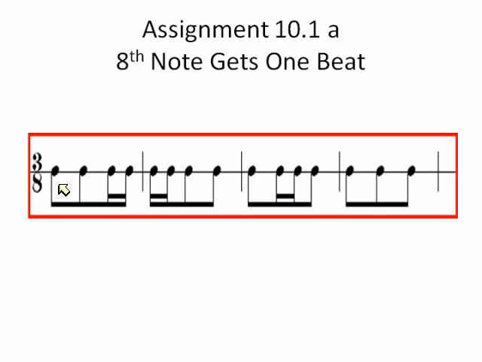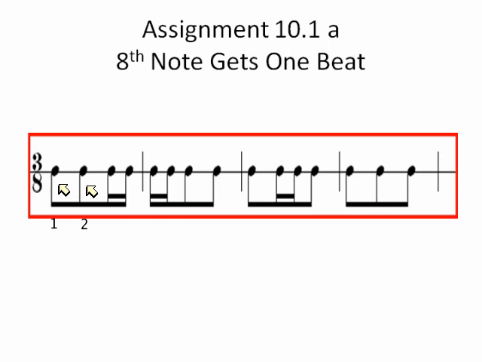Anyway, okay, so the first quarter note would be beat number one. That makes sense because it's at the very beginning of the measure. There's nothing before it. The first sound of the measure. So that's what has to happen. It's on beat number one. Remember, an eighth note is getting one beat. Here's the second eighth note. If the first eighth note is occurring on beat number one, then the second eighth note, of course, is occurring on beat number two.